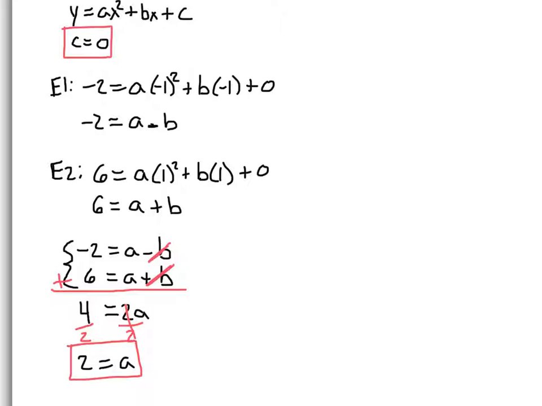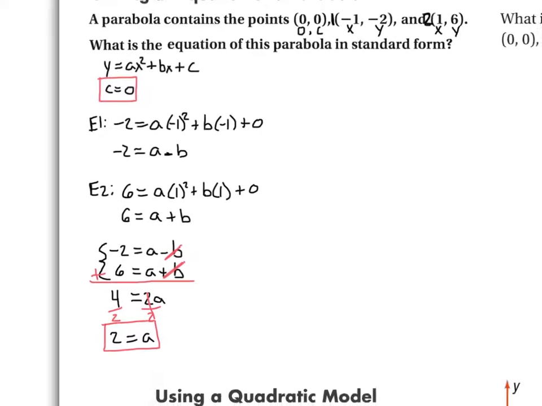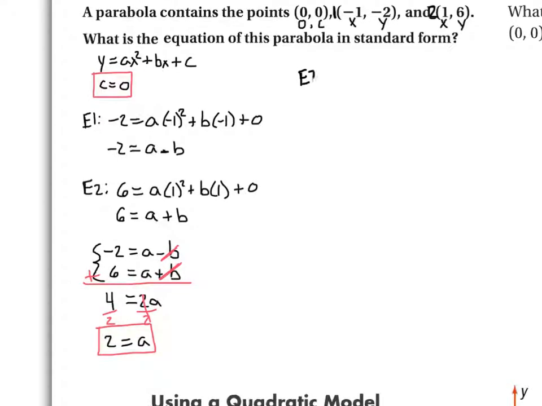To find b, notice equation 1 and equation 2 have nothing but a and b in them. We found what a is, so plug a into one of those two equations. I think equation 2 is going to be the easiest, so I'm going to plug into equation 2. I like to write equation 2 to keep my work organized so I know where I'm getting these numbers from. Equation 2 says 6 equals a, which is 2, plus b. Subtract 2 from both sides: 4 equals b. So now we know all three variables, a, b, and c.